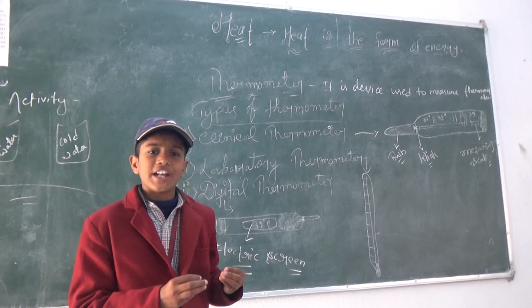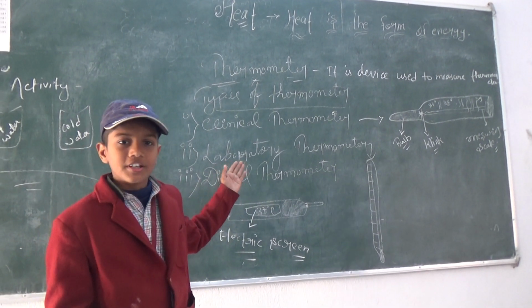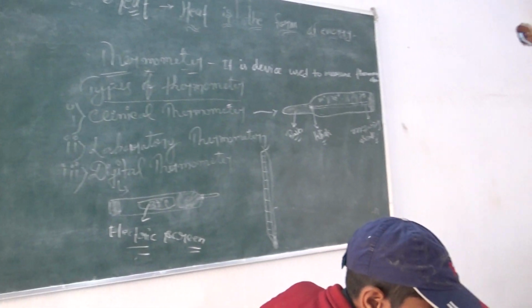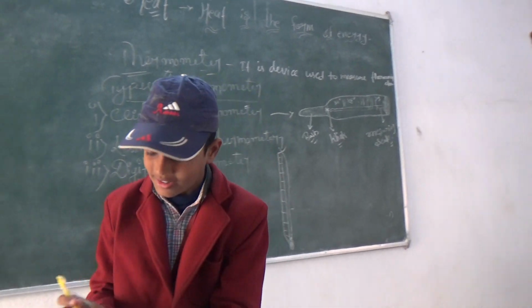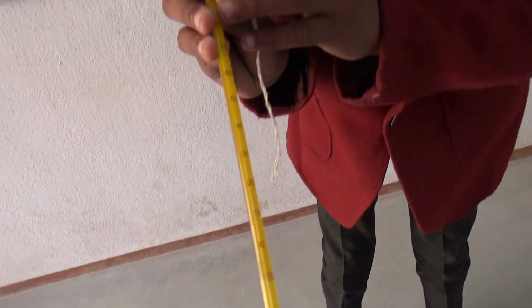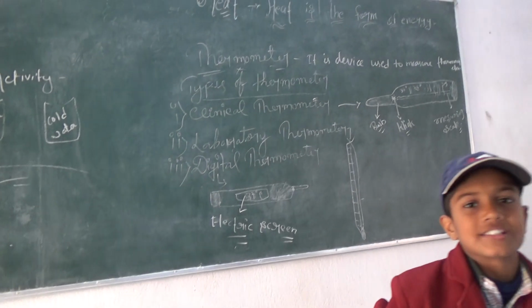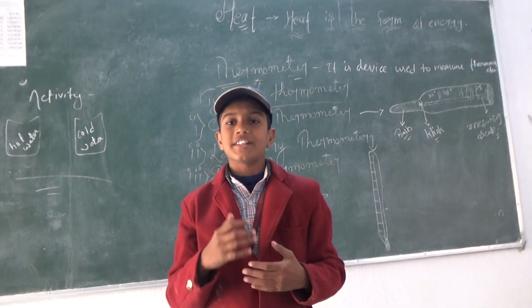Negative temperature cannot be measured by a clinical thermometer, so we use a laboratory thermometer. It has a range between -10 degrees Celsius to 110 degrees Celsius. You can see that this is -10 degrees Celsius to 110 degrees Celsius. So the laboratory thermometer has a range of -10 degrees Celsius to 110 degrees Celsius.